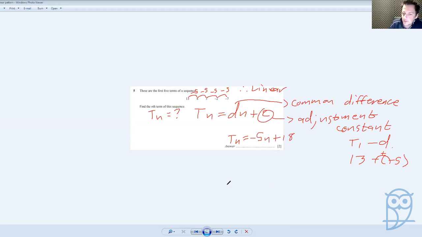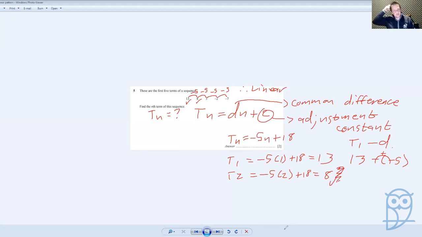Well, I can sub in a couple values. I can sub in n as 1. So then T1 would be minus 5 times 1 plus 18. 18 minus 5 is 13. That looks good. Let me try one more. T2 is minus 5 times 2 plus 18. So 18 minus 10 gives me 8. Good. I am happy with that. So that is my 2 marks. Very nice, very simple.